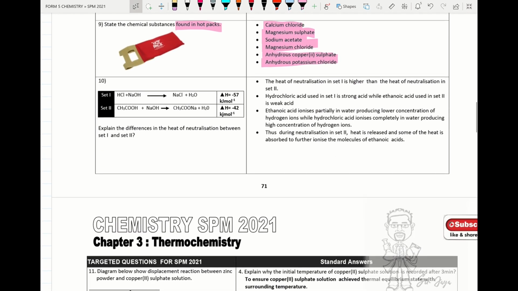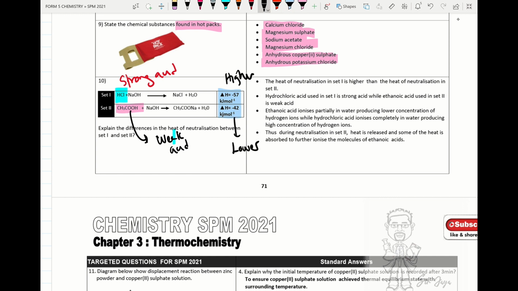We move on to the first short essay question. Please check this question. They give experiment 1 or set 1 and set 2. Here they use hydrochloric acid. This hydrochloric acid is a strong acid, and here they use ethanoic acid. This acid is known as a weak acid, and the heat of neutralization for set 1 is higher. The heat of neutralization for set 2 is lower.